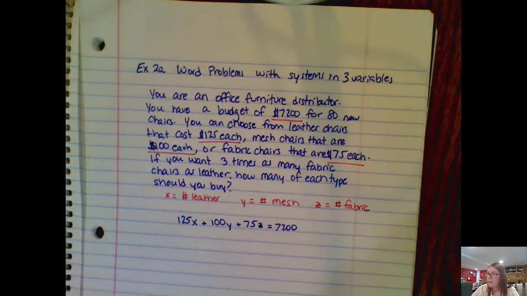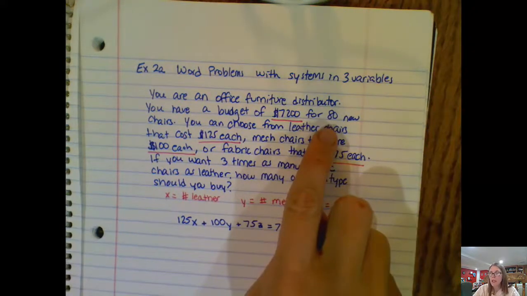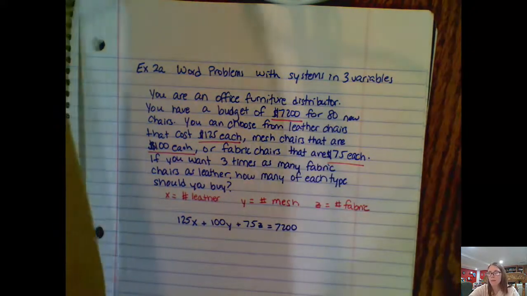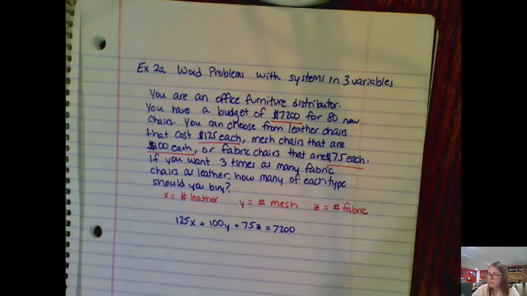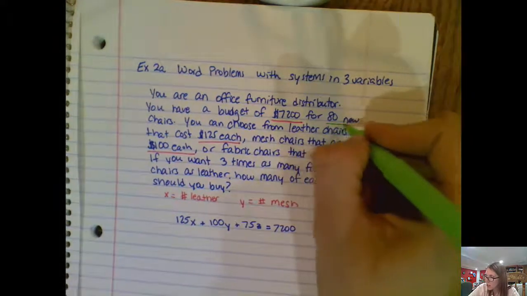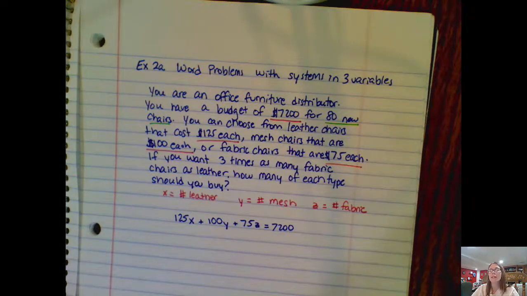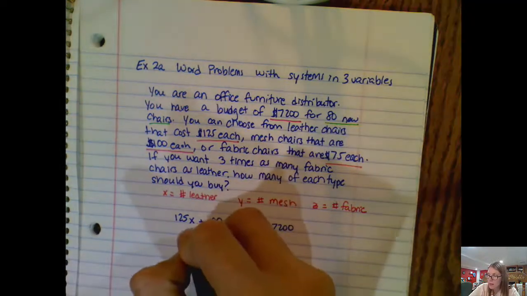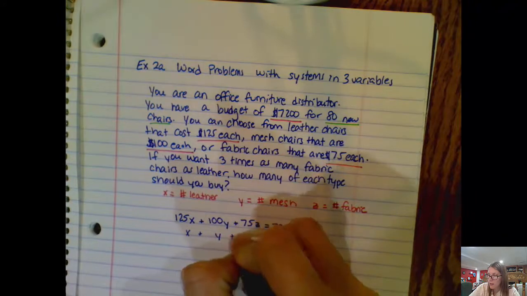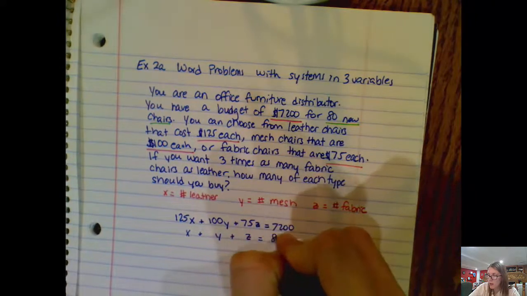Now we have 80 new chairs that we want to buy. If we're buying 80 total, that's our number of leather, number of mesh, and number of fabric all added together. So this one is just x plus y plus z equals 80.